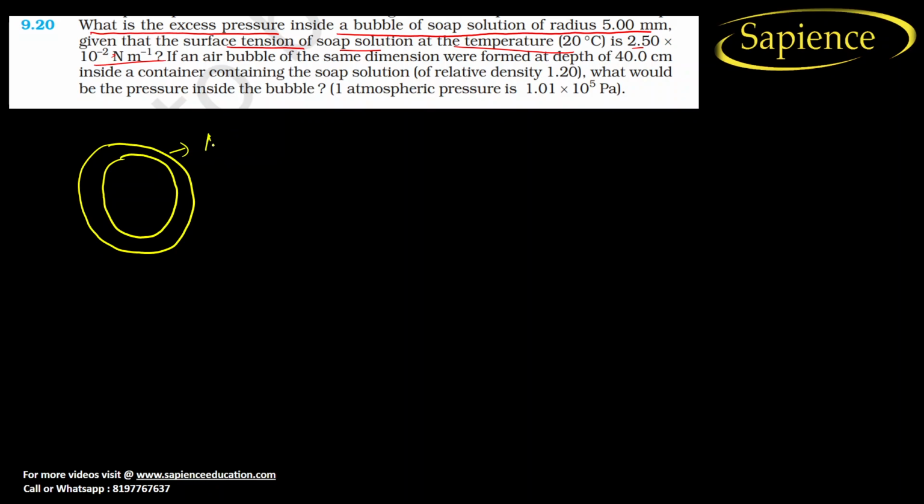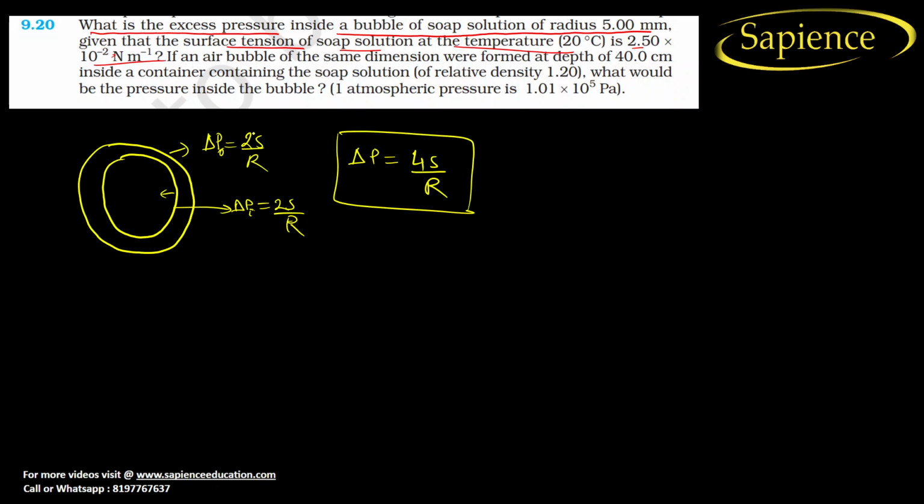One layer creates a change in pressure of 2S by R, and the inside layer also creates an excess pressure of 2S by R. So one is due to the outside and one due to the inside. So the total excess pressure will be equal to 4S by R.